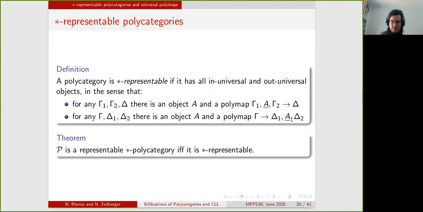So if everything is specified for the polymap except for one input, I can find this output in a universal way, so that it comes with a universal map. And if a polycategory is star representable, we prove that it is equivalent to the polycategory being a representable star polycategory. So it's equivalent to be star representable and to have all tensor, pairs, and duals.